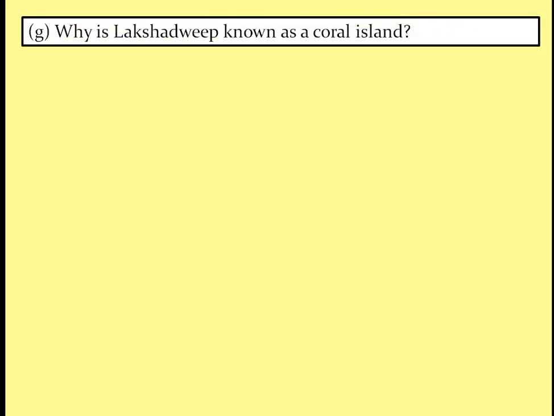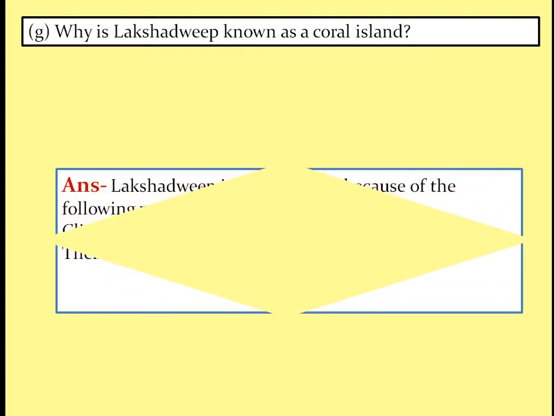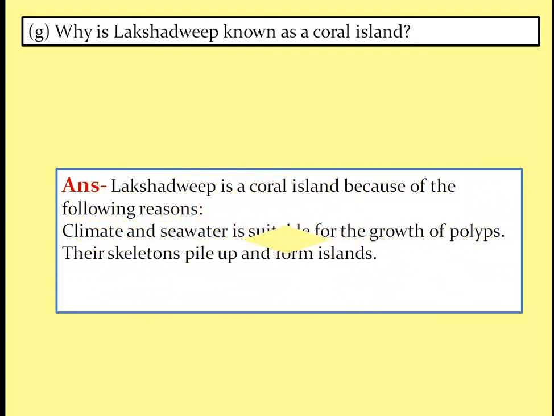Why is Lakshadweep known as a coral island? Lakshadweep is a coral island because of the following. The climate and sea water are suitable for the growth of the fossils. Their skeletons pile up and form the islands. In the textbook, in the interesting aside, it is given there. Please go through and read it.